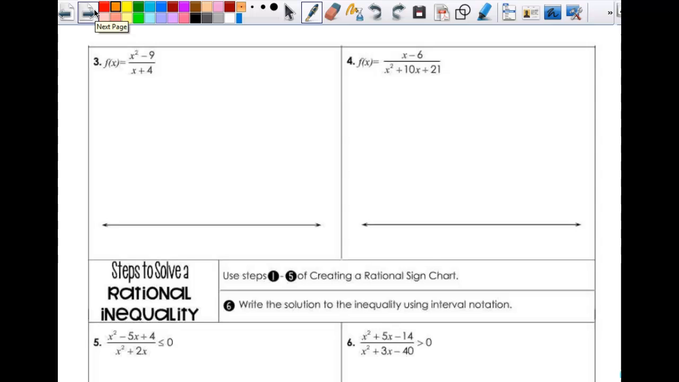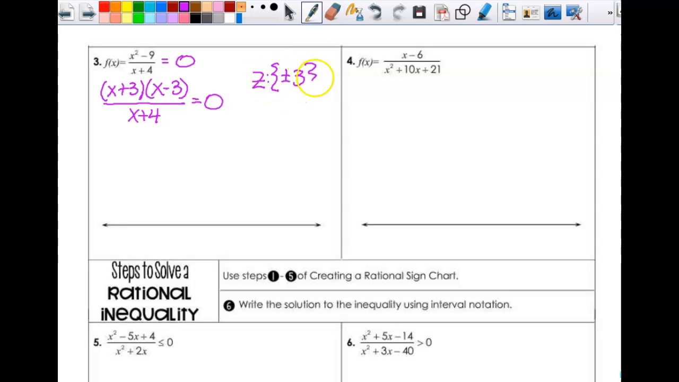So let's look at number 3. I'm going to set this equal to 0. Then I can factor: x plus 3 times x minus 3 over x plus 4 equals 0. So it's all factored. The zeros of the function come from the zeros of the numerator, so that's going to be plus or minus 3. The vertical asymptotes come from the zeros of the denominator, that's x equals -4.